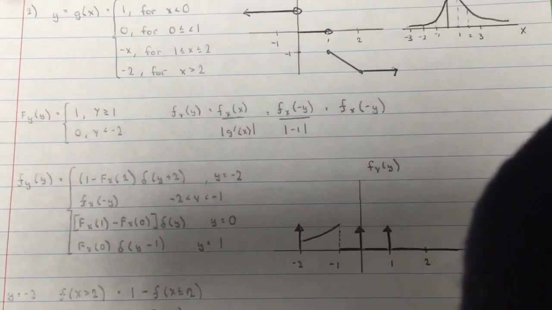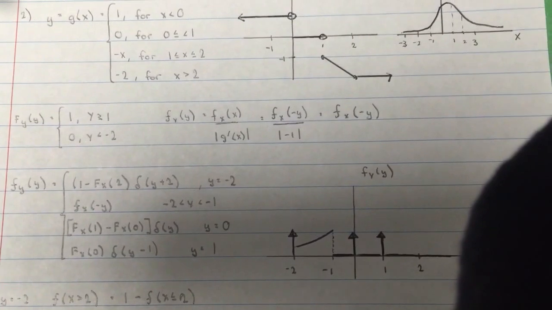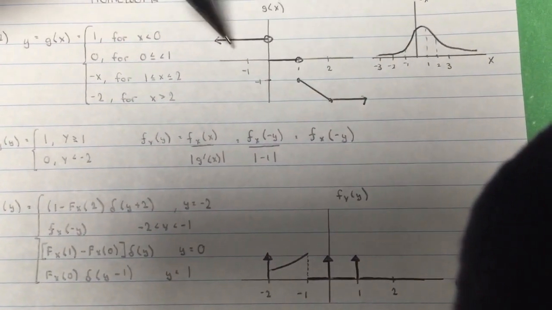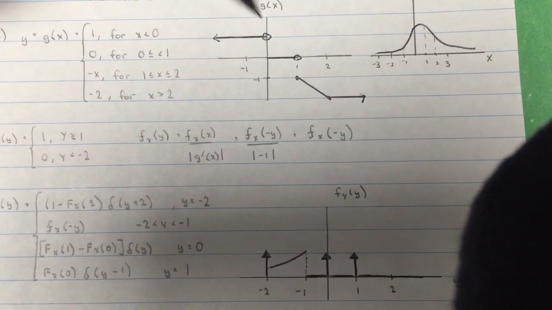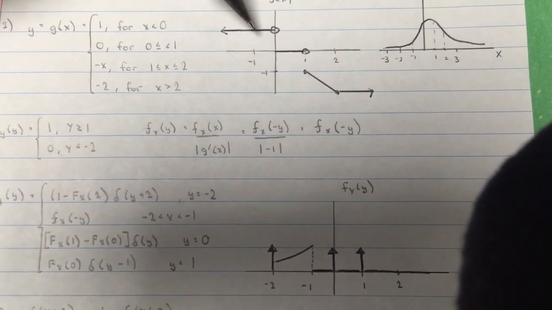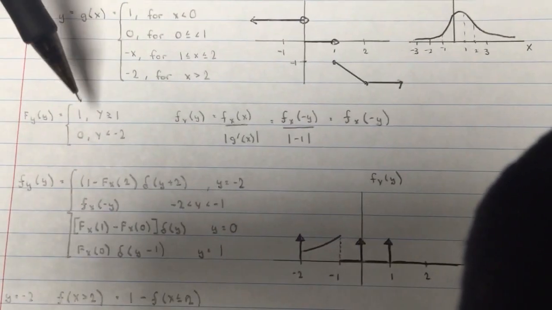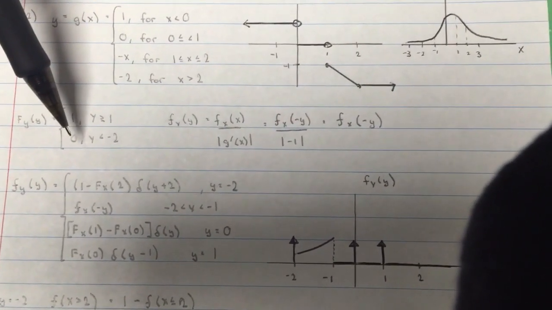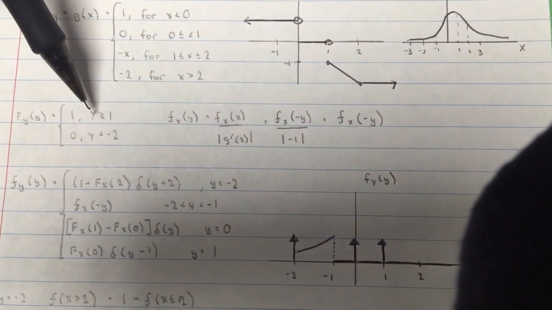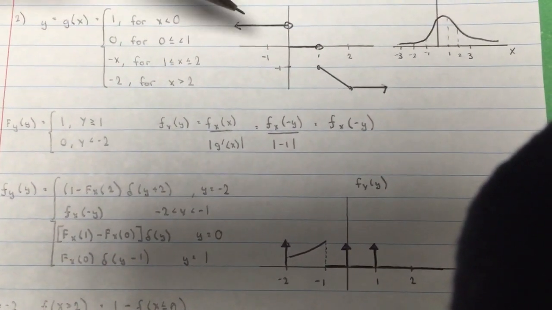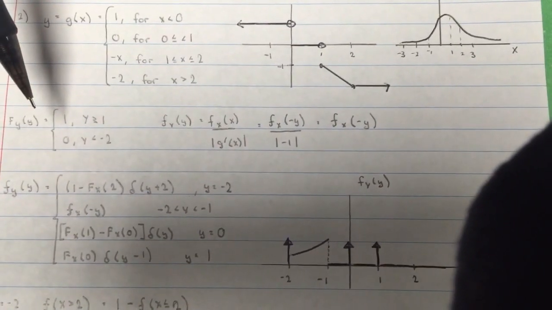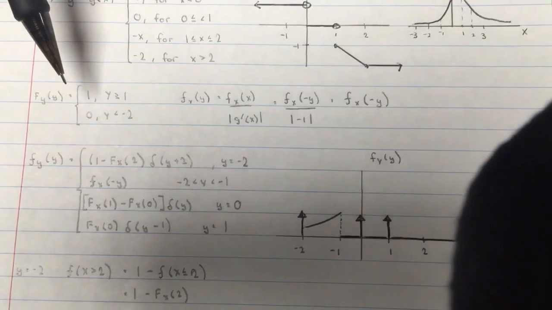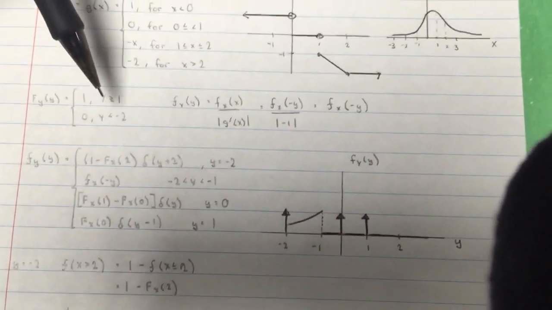We know that big F of y is bounded between negative 2 here and positive 1. This is the y-axis, so it's bounded between these two numbers. We already know that when y is less than negative 2, the probability is going to be 0, and when y is greater than or equal to 1, which is the maximum here, the probability is going to be 1, because the max of the cumulative probability has to equal 1.